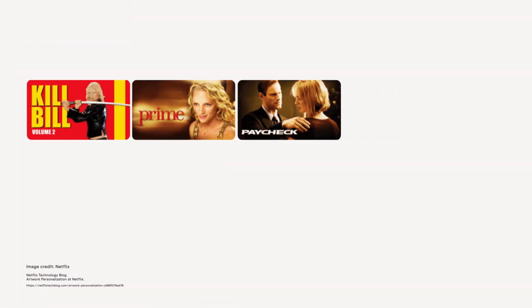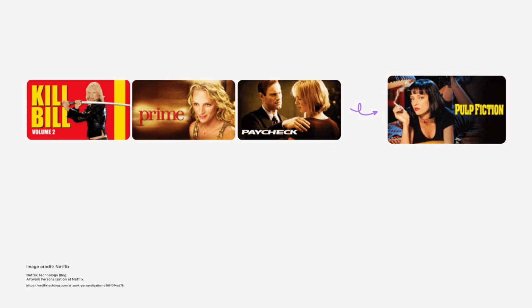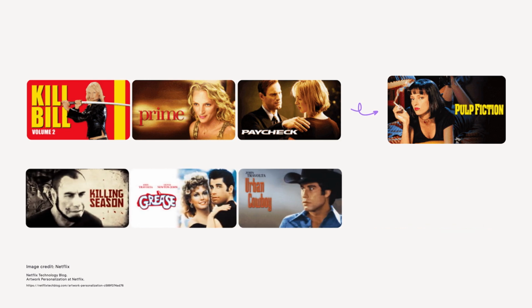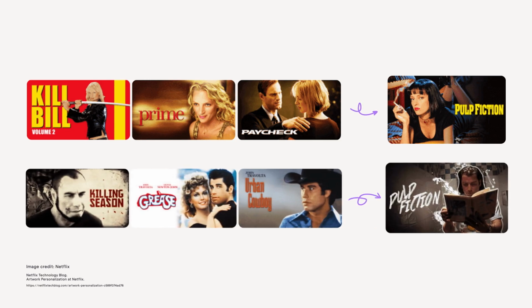For example, the same film can have different artwork shown to different users. If a user is a fan of Uma Thurman, for instance, they would see a Pulp Fiction artwork with her picture, while a person who has just watched several films with John Travolta would see him instead.